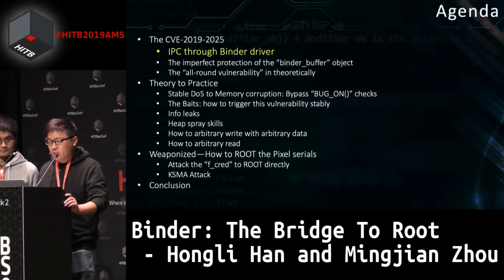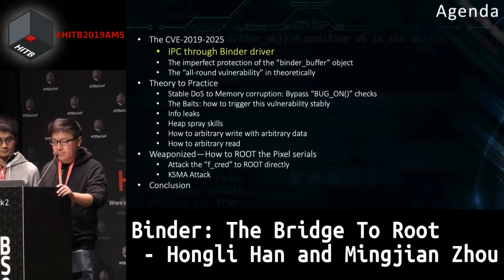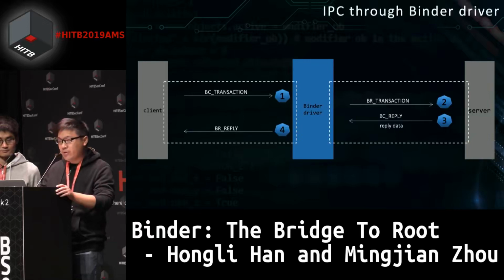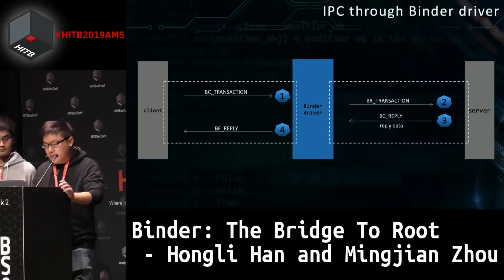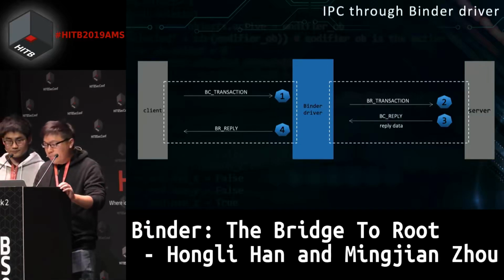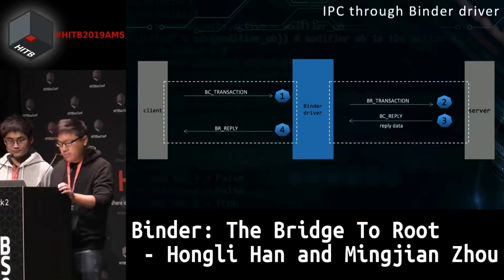First, I would like to talk about some basic background knowledge about the bundle IPC. Simply, there are 4 steps during the bundle IPC. Step 1, the client sends the BC transaction to the driver. Step 2, the server reads the BR transaction from the driver. Step 3, the server sends the BC reply to the driver. Step 4, the client reads the BR reply from the driver.